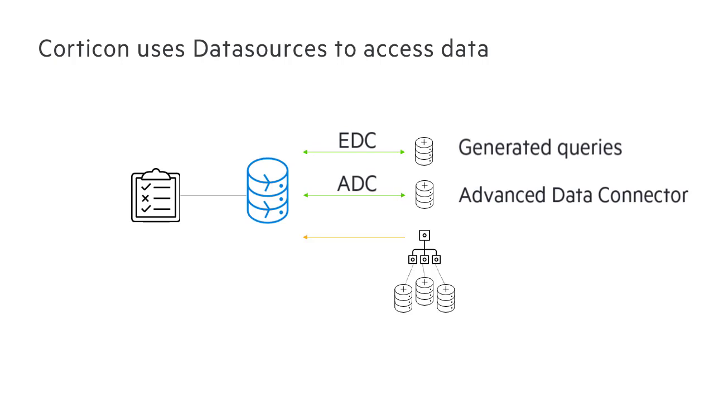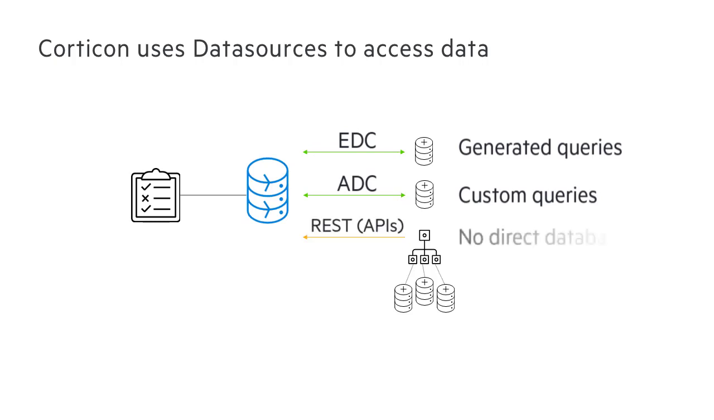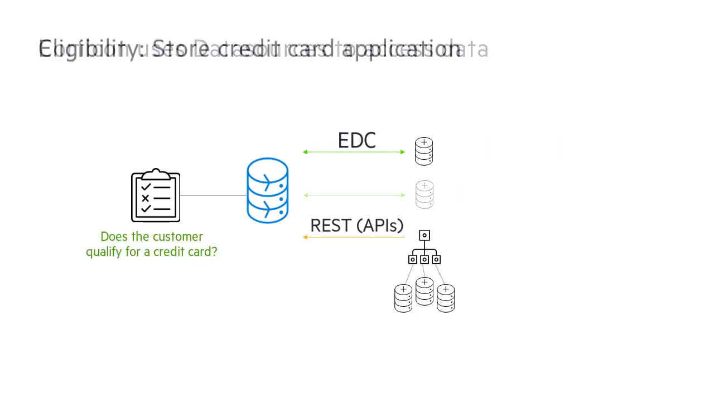Database administrators opt for ADC access to have more control over their queries through custom SQL. Batch processing tasks requiring large volumes of data take advantage of the flexibility that ADC provides. For new applications and systems of record that don't provide direct database connectivity, Corticon Rules can use REST services to access data. It's worth noting that REST connectivity is query-only.